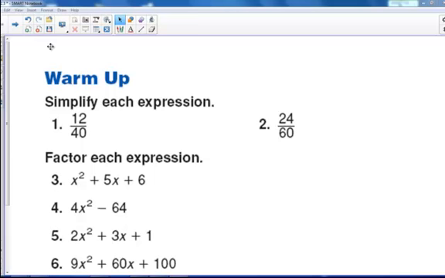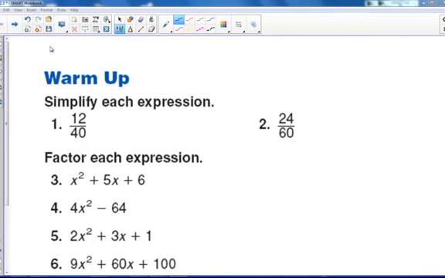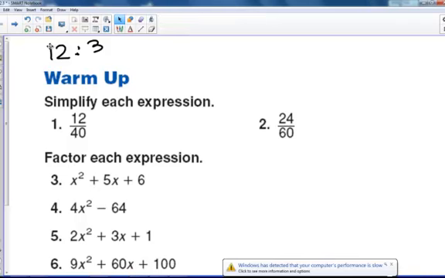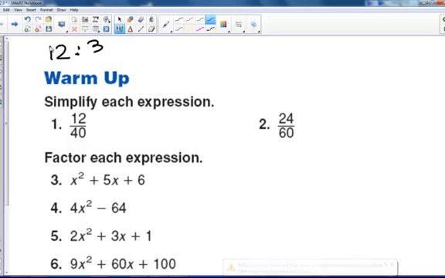Chapter 12, Section 3. And we're going to really quickly simplify. We're going to start by just remembering how to simplify fractions. So if you have 12 over 40, you could divide each of these by 2, which would give you 6 out of 20. Divide by 2 again, which would give you 3 out of 10.